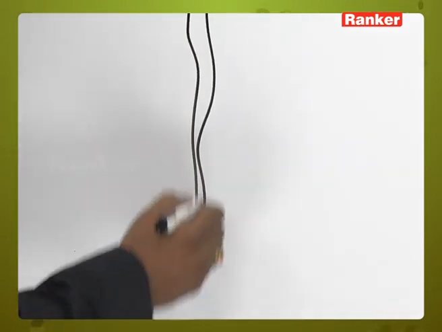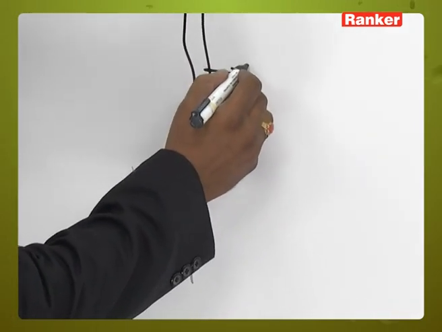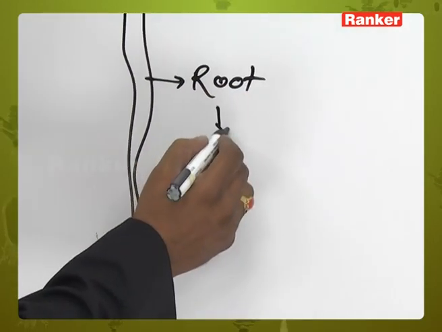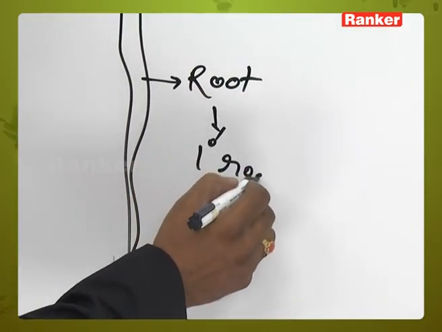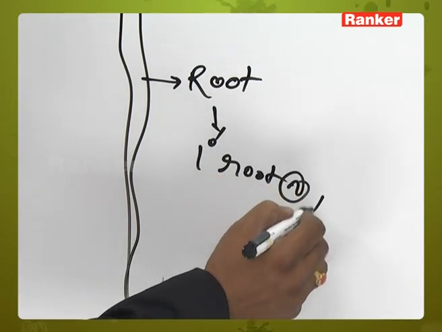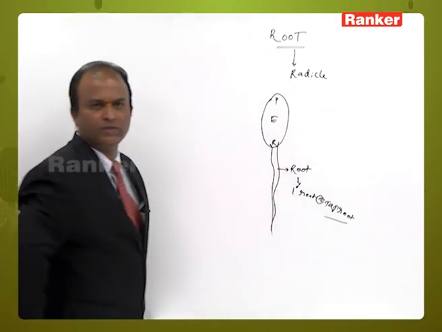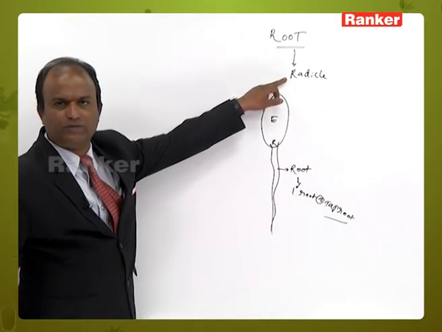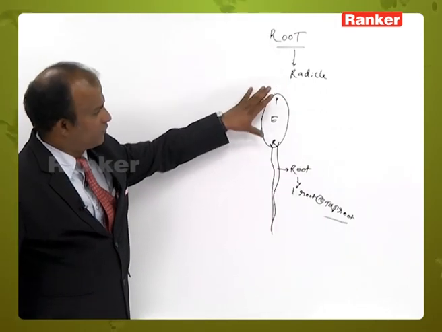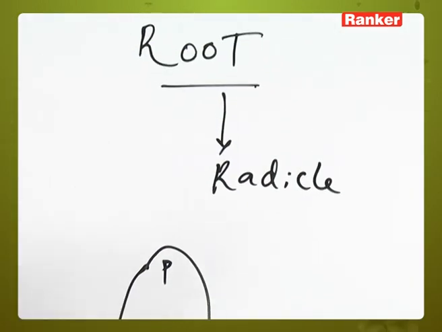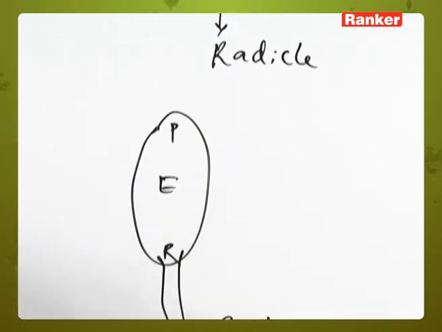The radicle develops into which root system? Radicle develops into root. That root is nothing but the primary root, also called the tap root. So generally the root system develops from radicle. From the embryo of the germinating seed, the radicle develops into the primary root, that is nothing but tap root.